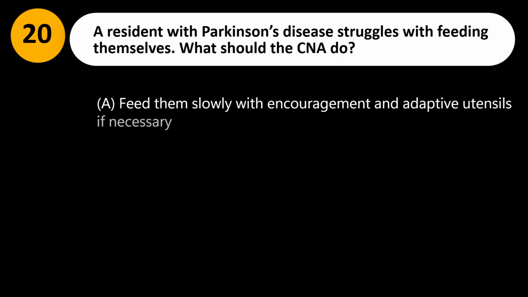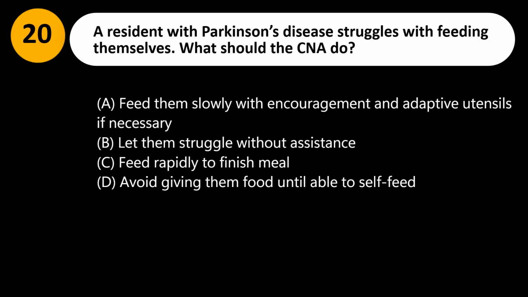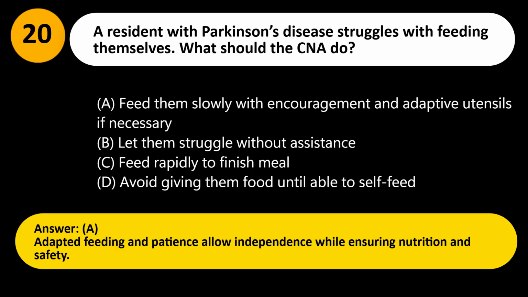A resident with Parkinson's disease struggles with feeding themselves. What should the CNA do? A. Feed them slowly with encouragement and adaptive utensils if necessary. B. Let them struggle without assistance. C. Feed rapidly to finish meal. D. Avoid giving them food until able to self-feed. Answer: A. Adapted feeding and patience allow independence while ensuring nutrition and safety.